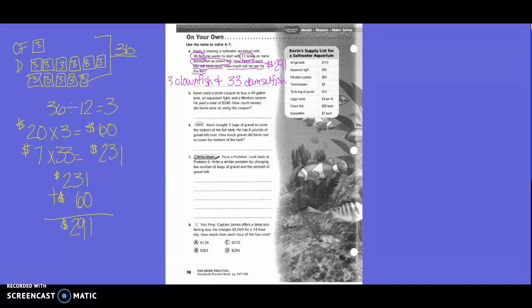Kevin used the store coupon to buy a 40-gallon tank, an aquarium light, and a filtration system. He paid a total of $240. How much money did Kevin save by using the coupon? So he bought what? A 40-gallon tank. So 40-gallon tank, aquarium light, and filtration system, right? Yeah. Okay. Paid $240, right? Yeah. How much money did Kevin save by using the coupon?